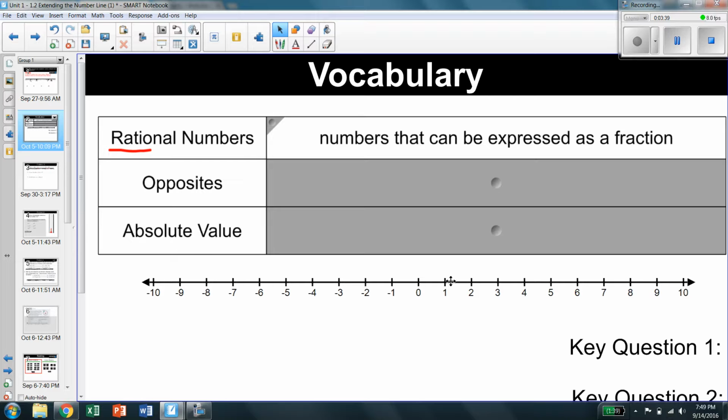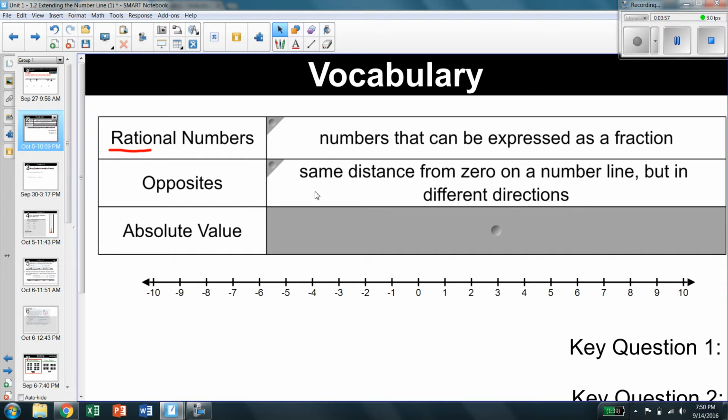Opposites. So if we're looking at the number line, opposites, it's like the same number, just one's positive, one's negative. It's the same distance away from 0 in either direction. So we could say 2 is the opposite of -2 because they're both 2 units away from 0 in opposite directions. So same distance from 0 on a number line, but in different directions.